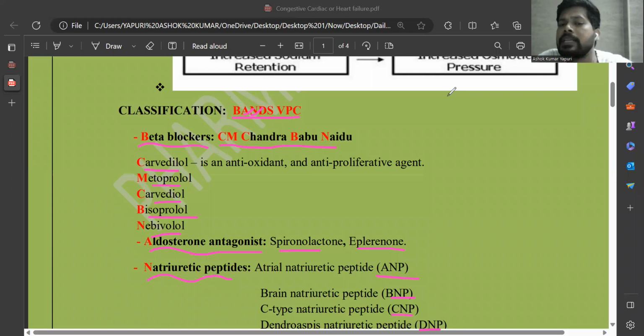Like nasal congestion, what is happening? If nasal congestion is there, we are unable to squeeze it. We are unable to remove the secretions from the nose. Like here also, congestion means excess accumulation of fluids in the heart. The heart is unable to perform its function, like cardiac output. There is no proper cardiac output because of congestive heart failure.